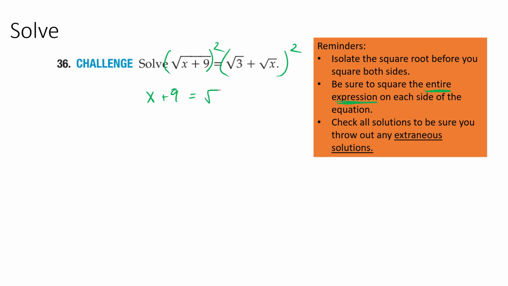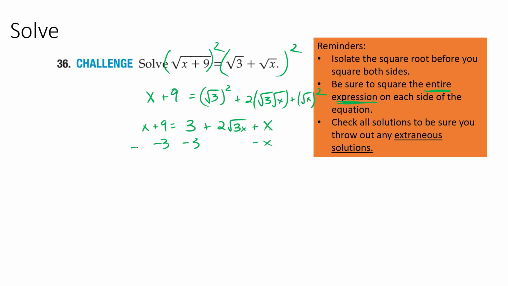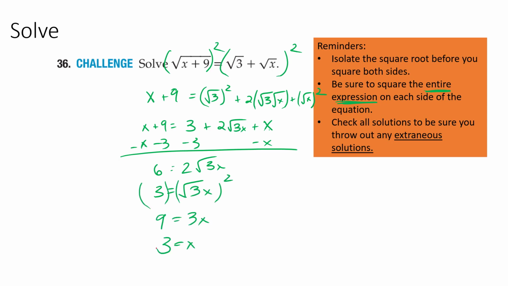This side, I'm going to get the square root of 3 squared plus 2 times the square root of 3 times the square root of x, plus the square root of x squared, if I FOIL that all out. Simplifying here, I get 3 plus 2 root 3x plus x. Great, now if I just subtract 3 from both sides and subtract x from both sides, I end up with 6 equals 2 root 3x. So that means that 3 is root 3x. Square both sides, and I get x equals 3.